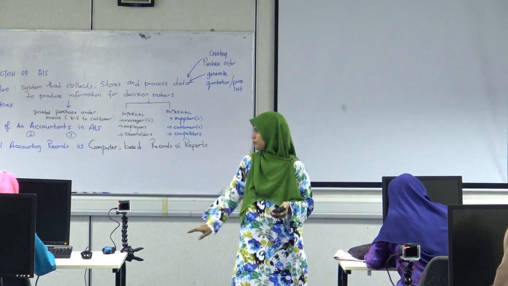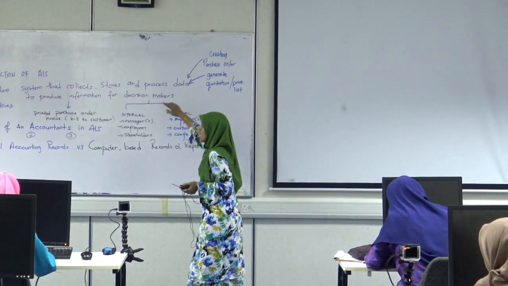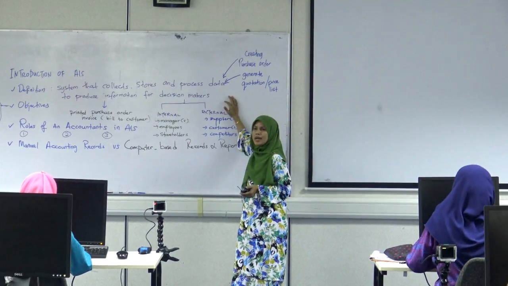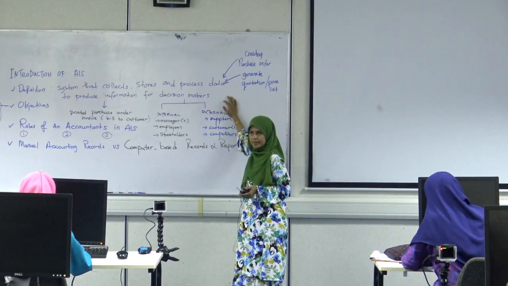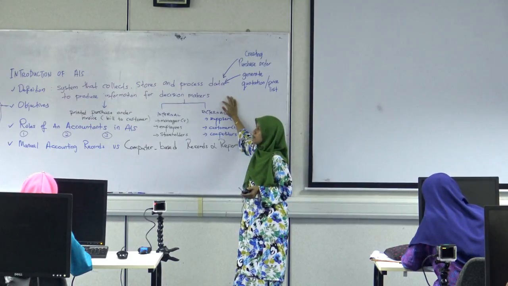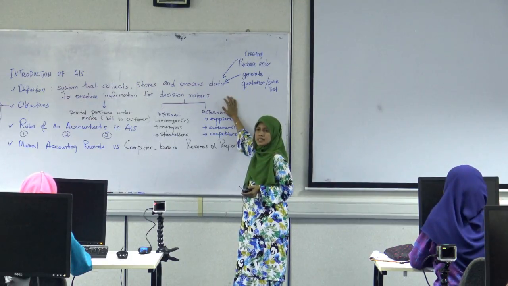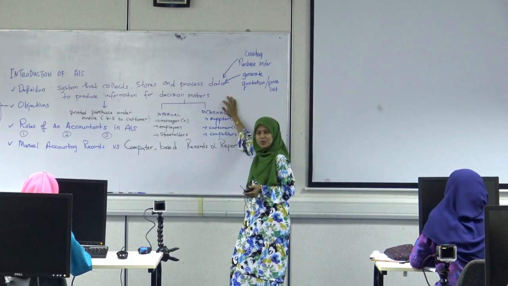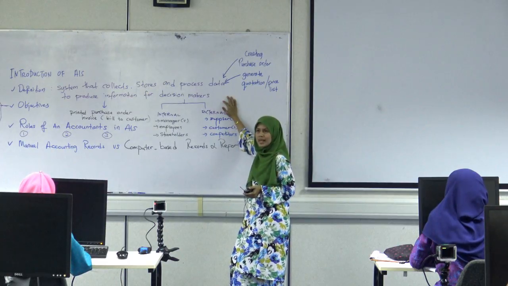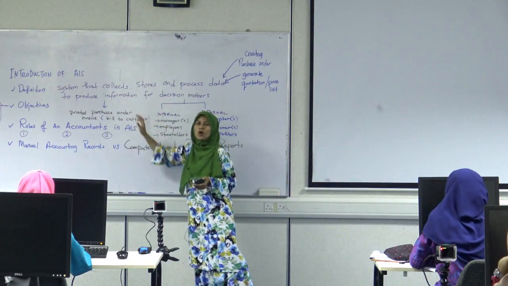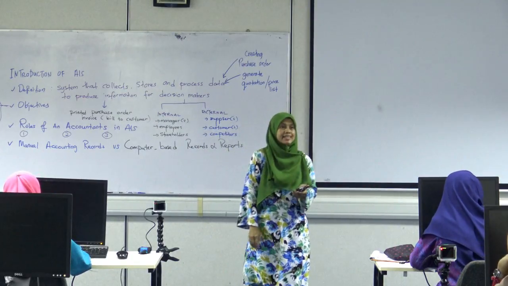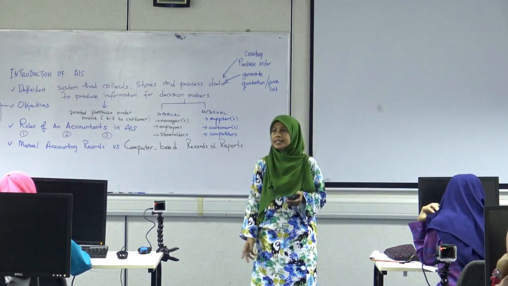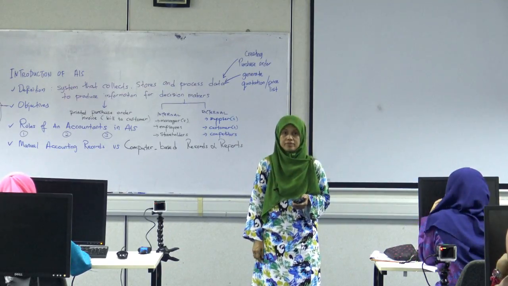Okay, so as you can see, the accounting information system helps us simplify the process. If you perform the information process manually, you may take more hours to extract the information compared to your computerized accounting information system. Okay, the best example is the report.